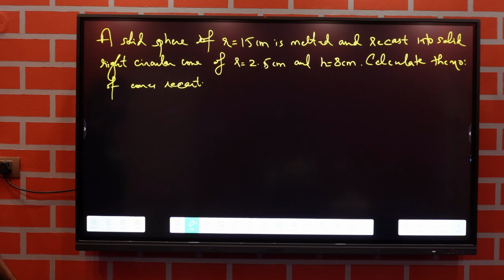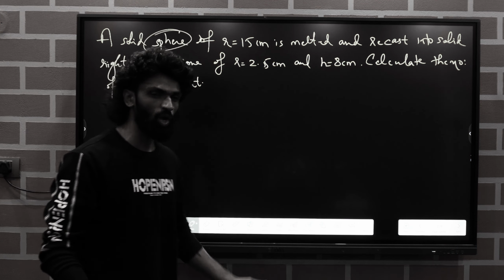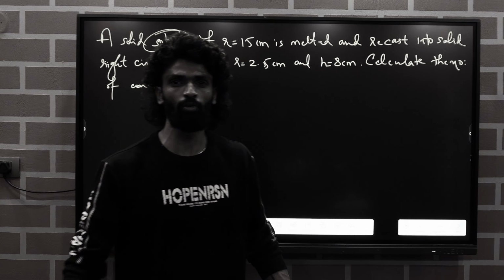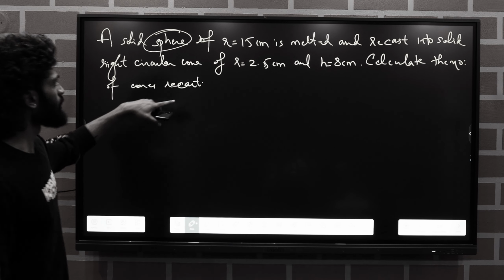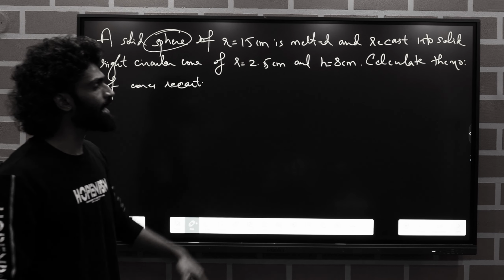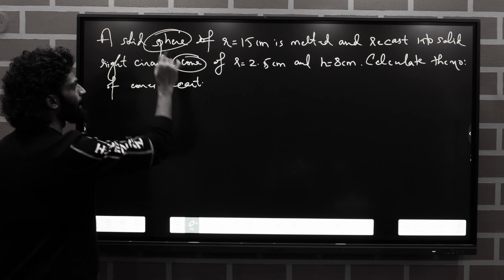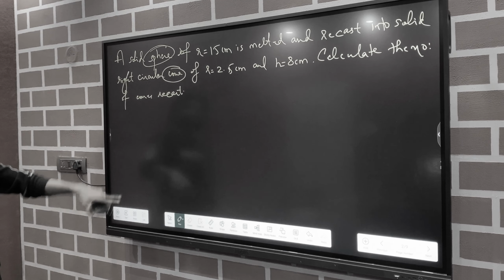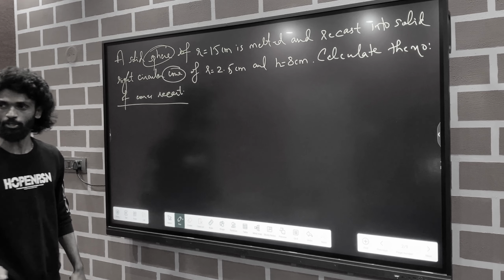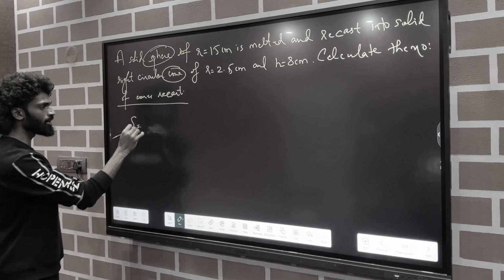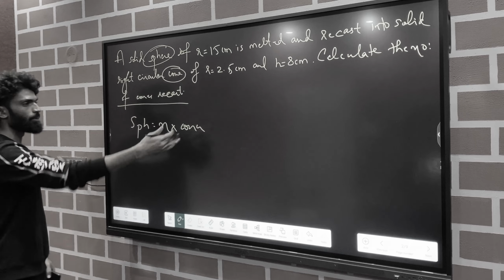We'll try to read the story this time. Careful. They talk about a sphere. Again, this is the one concept which has been repeated multiple times in your board exams. So don't ignore it. A solid sphere of a given size is melted and recast into a circular cone. I understand the two main things. Calculate the number of cones recast. The last line is going to help me so much because they're telling me a sphere is being converted into n number of cones. So this is my summary of the story.